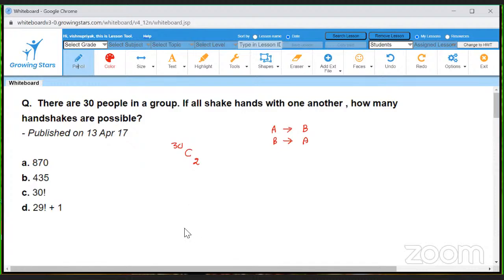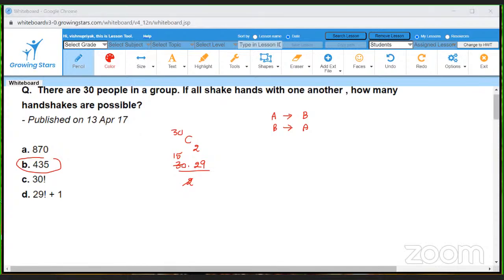So 30C2 handshakes will be possible. But because that is not there in the options, you have to simplify. Start from 30, take 2 numbers, 30 into 29 by 2 factorial. 2 and 15 will cancel. And so you can easily see the option will end with 5. 435 handshakes are possible. This would be the answer. Let's go to the second question.